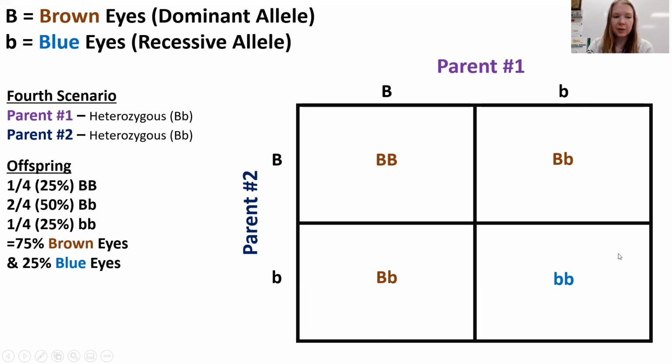Adding these all together, we would see that there's a 75% chance that the offspring would have brown eyes and a 25% chance that the offspring would have blue eyes.